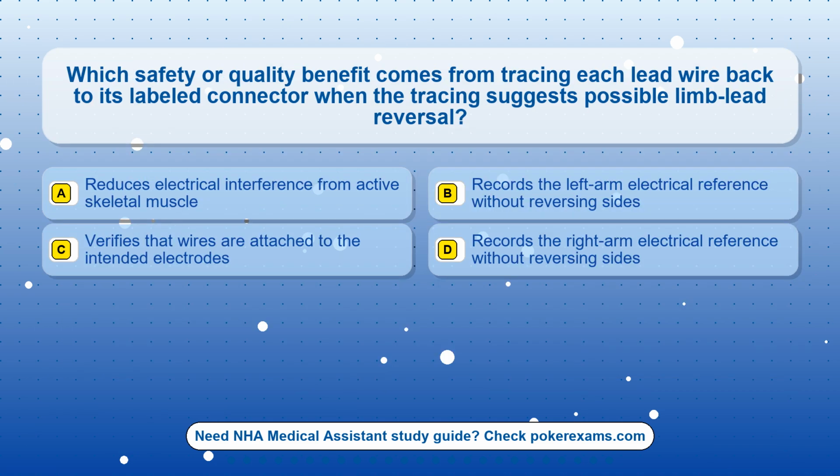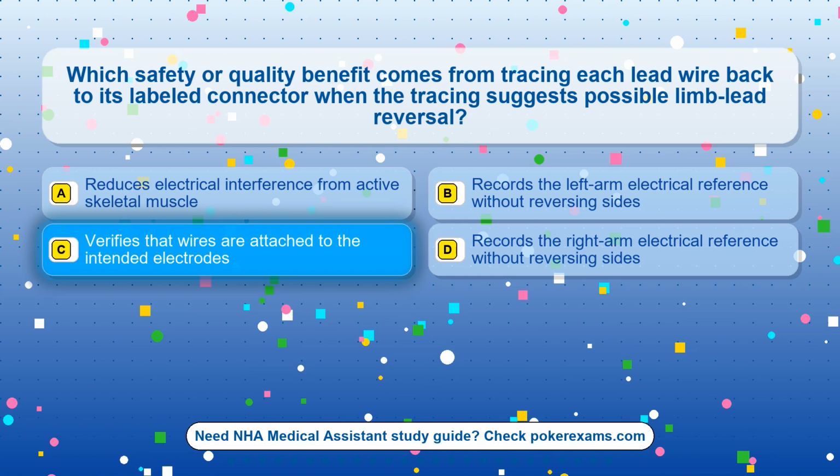Question 16. Which safety or quality benefit comes from tracing each lead wire back to its labeled connector when the tracing suggests possible limb-lead reversal? Option A. Reduces electrical interference from active skeletal muscle. Option B. Records the left-arm electrical reference without reversing sides. Option C. Verifies that wires are attached to the intended electrodes. Option D. Records the right-arm electrical reference without reversing sides.